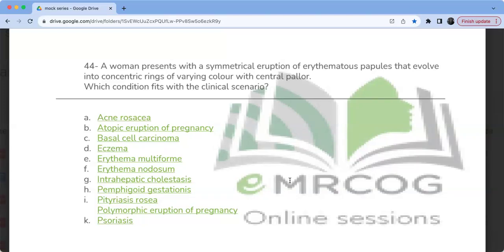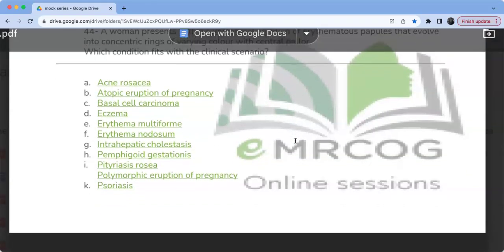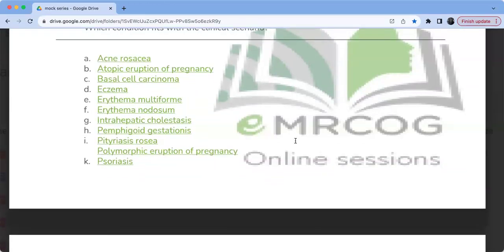This happens with the skin reaction that can be triggered by infection or some medication, right? It can be mild or it can be severe in rare cases. So it's called erythema multiforme. It's erythema multiforme, my friend. Symmetrical eruption of erythematous papules that evolve into a concentric ring of varying color with central pallor. It's an allergic reaction. Okay? Erythema multiforme.